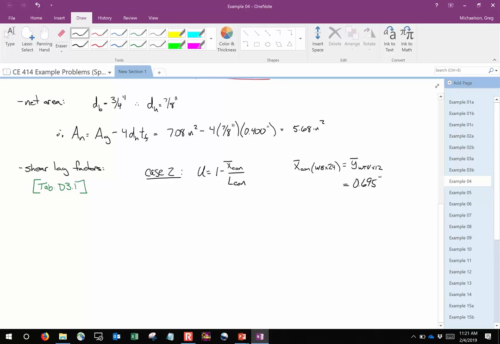Did I write that too small? Which one? It's X bar, so it's X bar sub CON. And that's just W8 by 24 and WT 4 by 12. Now, is everybody able to find that value? Everybody that has their AISC 15th edition steel construction manual with them?